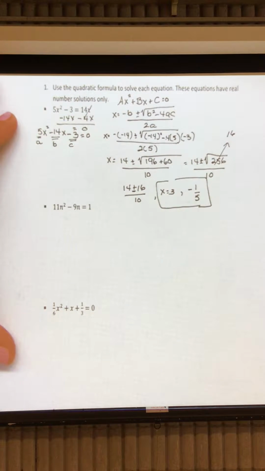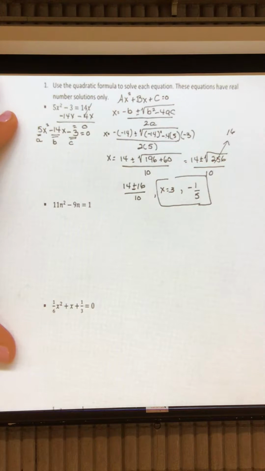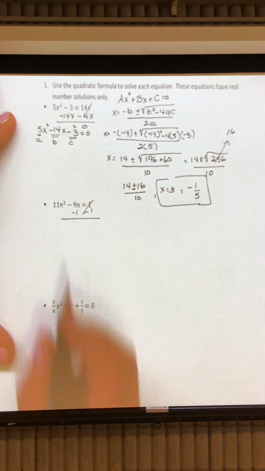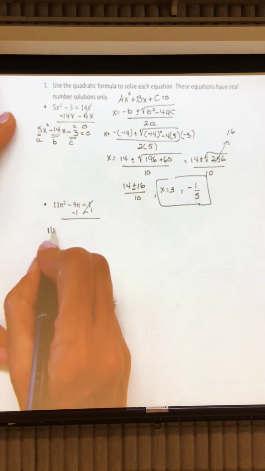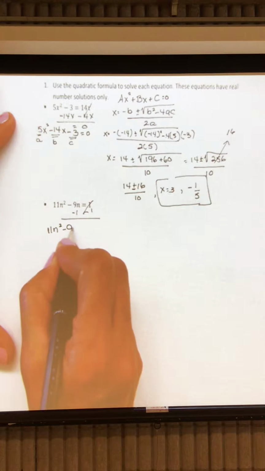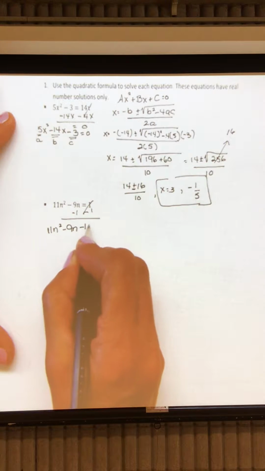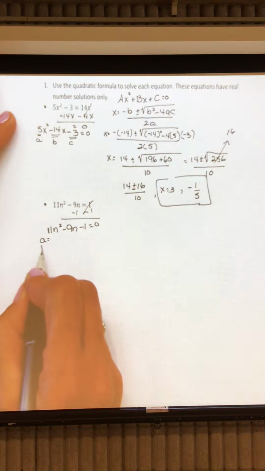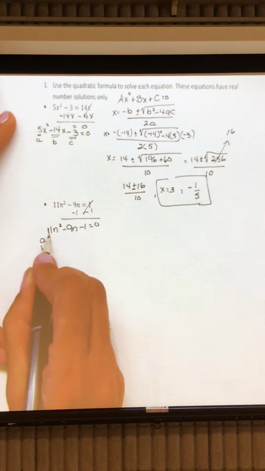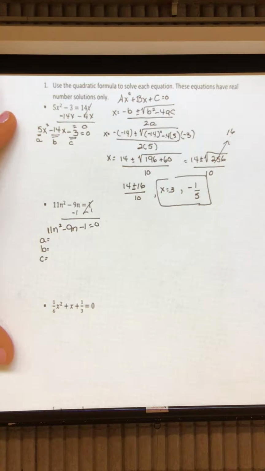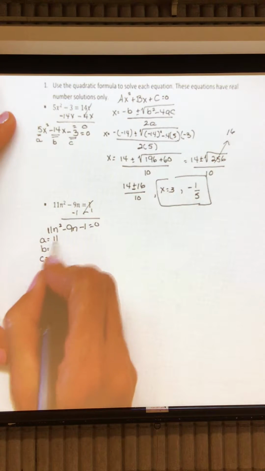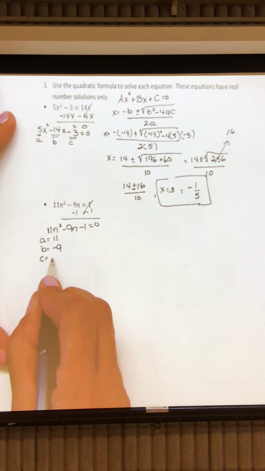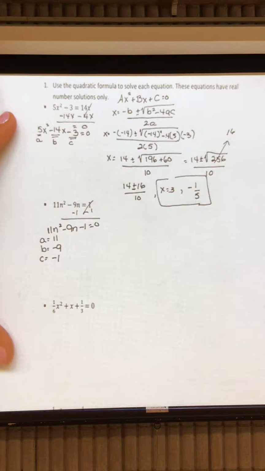The next problem, we have to write our equation in standard form, which means let us subtract 1 from both sides. So we have 11n squared minus 9n minus 1 equals 0. Let's define our a, our b, and our c. Again, our a is the number in front of the n squared, which is 11. The b is the number in front of the n. And the c is just your constant, which is negative 1.